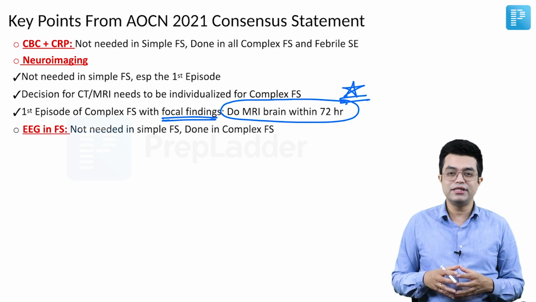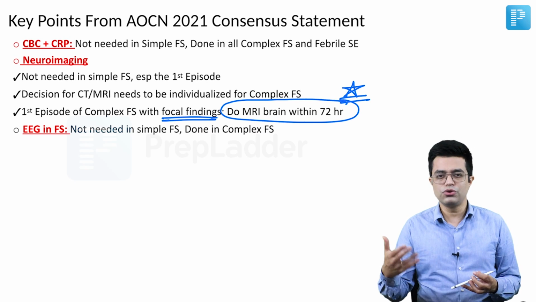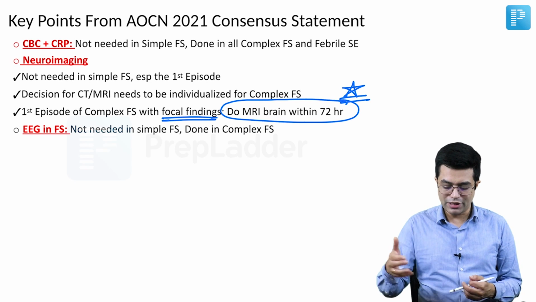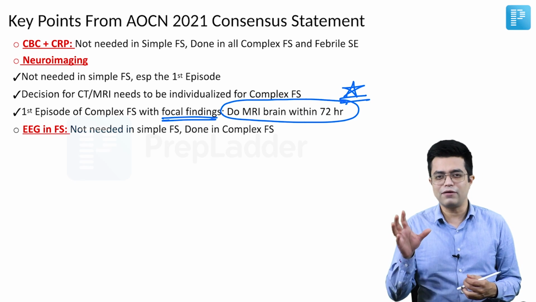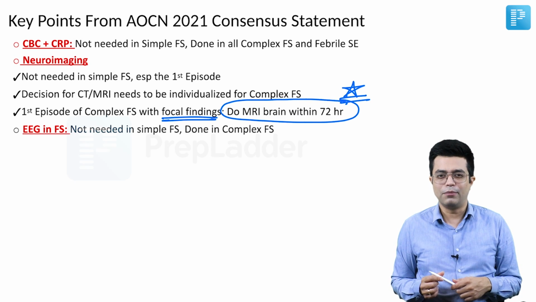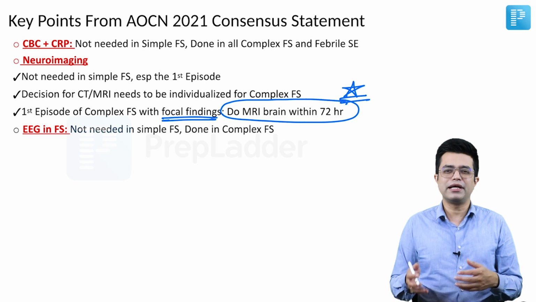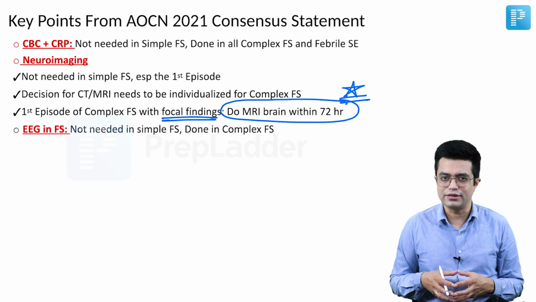Now, when to do EEG is again controversial. If you look at Nelson, it says that for 2 weeks you should not be doing EEG in febrile seizure. But the new guidelines say that EEG in febrile seizure, where it is indicated, particularly complex febrile seizure, should be done in about a week's time. So there is some difference here as well. But again, it's a gray area, and gray areas where different guidelines conflict with each other are less likely to be asked in the super specialty exam.